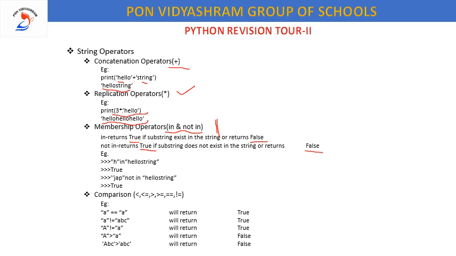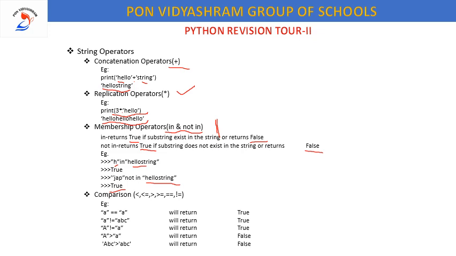So let us see a few examples of the in and not in operators. H is a string. I want to check in the hello string whether H is a substring, whether it is available in the hello string, which returns true as a value. It means that substring is available in the main string. The next one is the substring JAP. I just want to check whether it is not in this hello string, the main string. Yes, JAP is a substring which is not available in the hello string, so it returns a value as true.